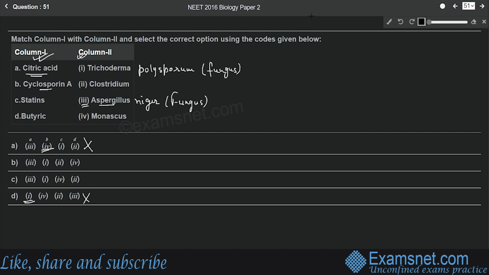Now the third one is statins. What is statins? It is blood cholesterol lowering agent, and it is produced by a yeast, Monascus purpureus. So yeast is also an example of fungus only. This is another type of fungus. So the correct match for C will be number 4. That means option C will be the correct answer. Last one is butyric acid. It is produced by the bacteria named Clostridium butylicum, and it is a bacteria.